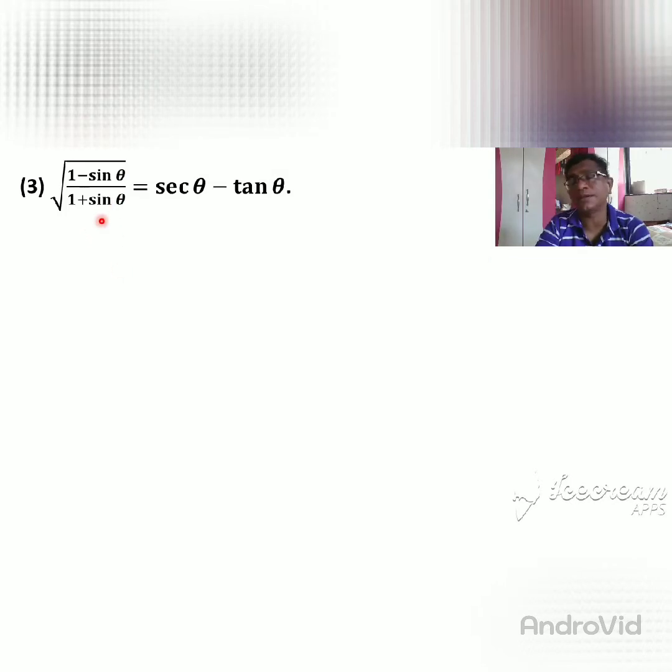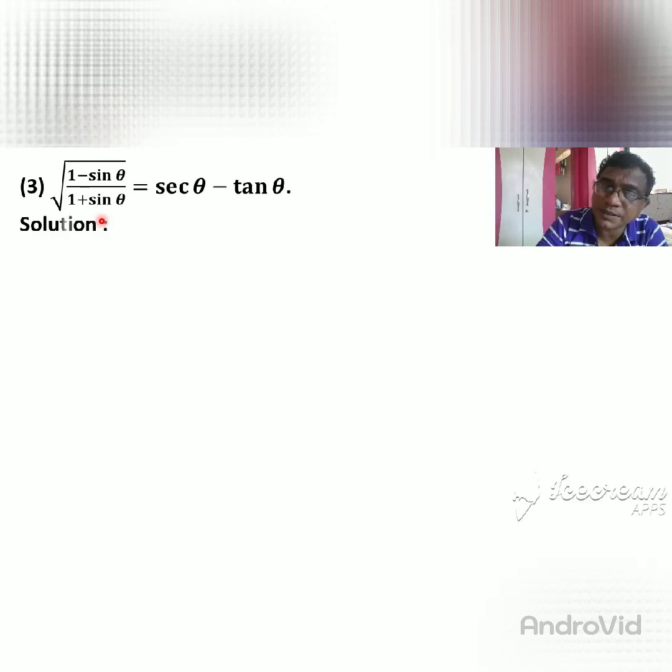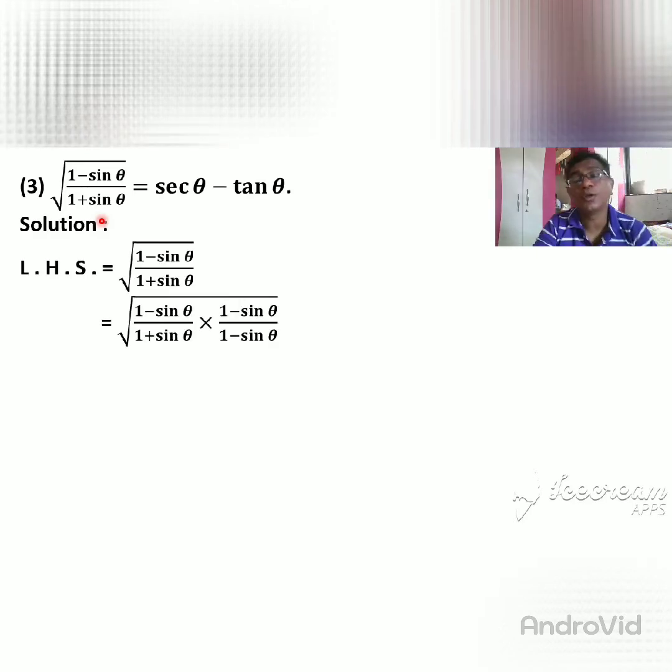Here is 1 plus sin theta. So what is the opposite of 1 plus sin theta? The opposite of 1 plus sin theta is 1 minus sin theta. So that is multiplied. Now there may be a doubt: why are you taking the opposite? Because you learned the conjugate surd in 9th standard. In the conjugate, if here is positive, then you can take negative. If here is negative, then you can take positive.